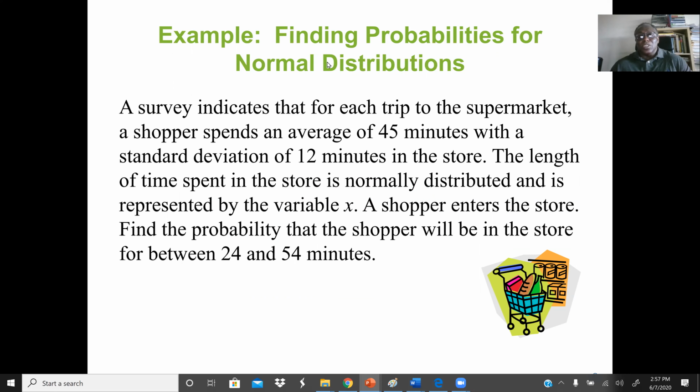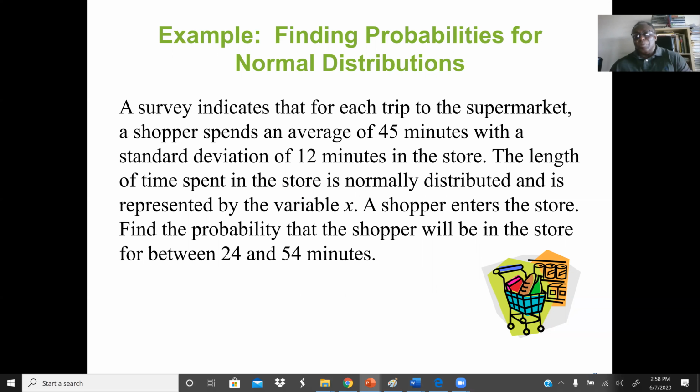So another example is here, where we are going to find the probability for the normal distribution. We have a survey that indicates that for each trip to the supermarket, a shopper spent an average of 45 minutes, with a standard deviation of 12 minutes, in the store. The length of time spent in the store is normally distributed and is represented by variable x.